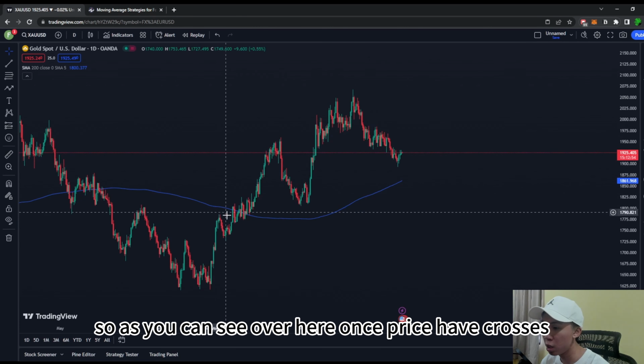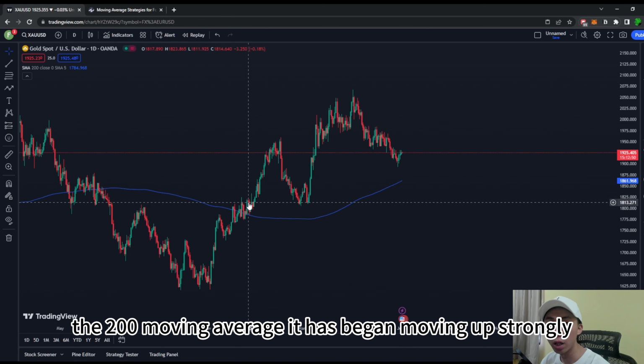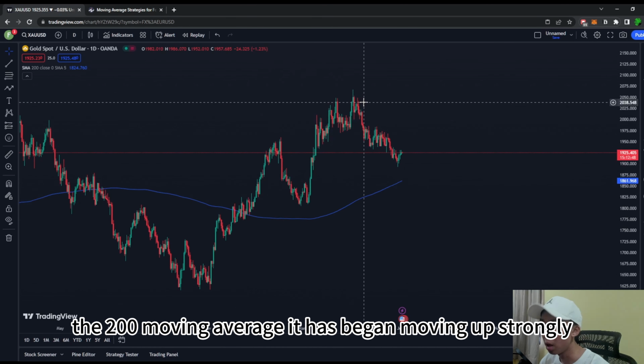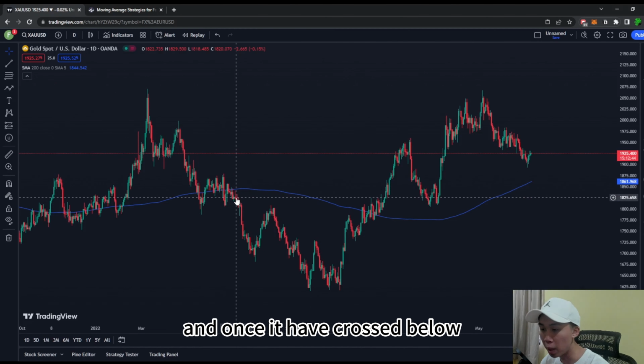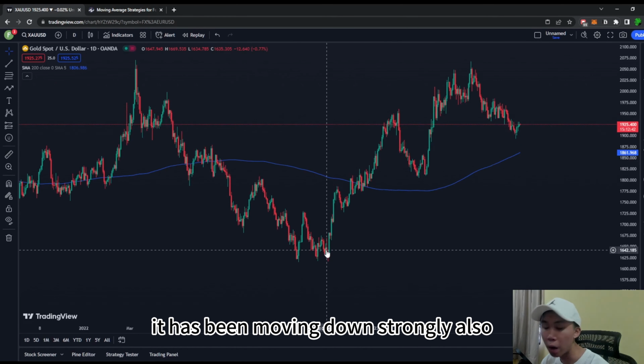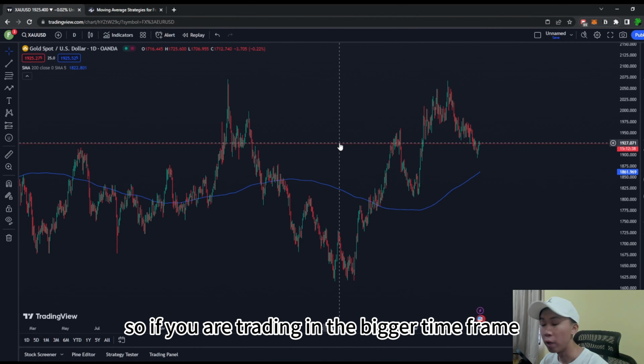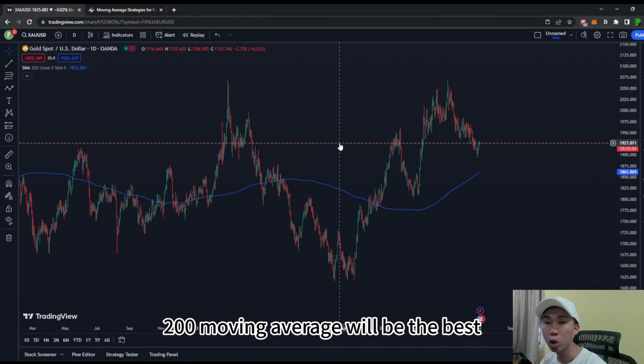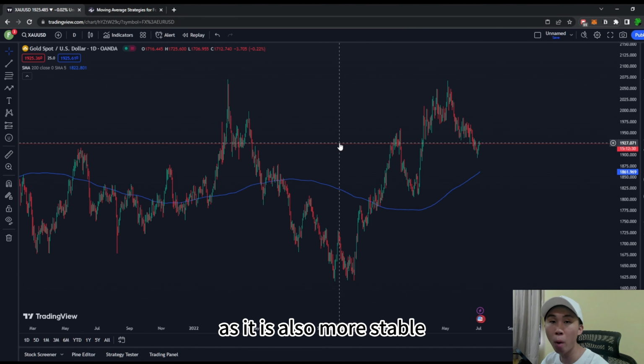So as you can see over here, once price has crossed over the 200 moving average, it has begun moving up strongly. And once it has crossed below, it has been moving down strongly also. So if you are trading in the bigger time frame, for example, the daily, 200 moving average will be the best as it is also more stable.